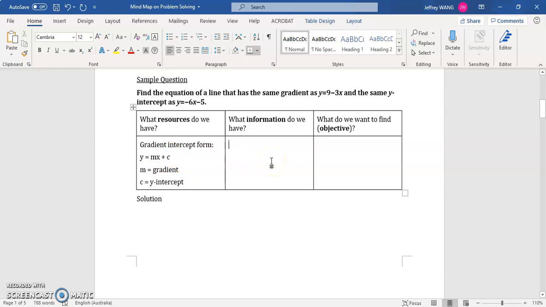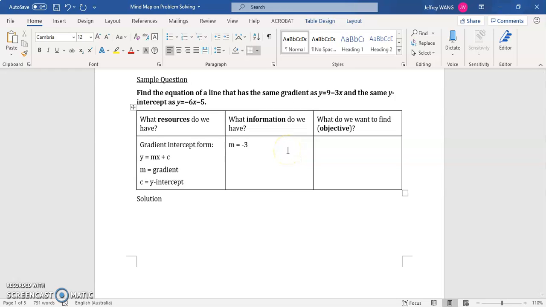So what information do we have from this question? Let's try to put it simply. It has the same gradient as this equation, and we know that in any equation, the value for m, which is the number next to x, is my gradient. So therefore, we can write the gradient, which is m, is going to be equal to what? In this equation, the gradient is equal to 3. Or actually, negative 3. Just don't forget about that negative sign.